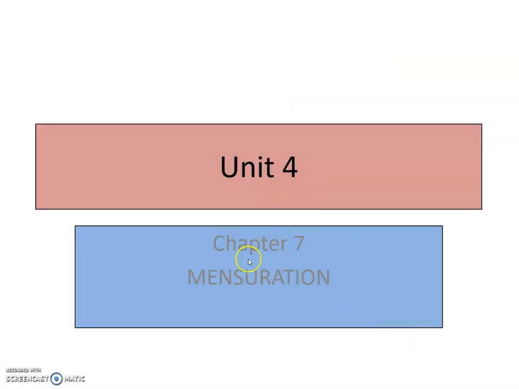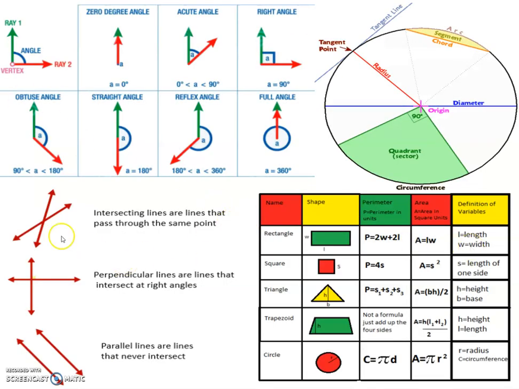Our unit is 4, chapter number 7, mensuration. Last lecture, we covered the acute angle, obtuse angle, straight line, circle, diameter, radius, intersecting lines, perpendicular lines and parallel lines. We have to revise the perimeter and area formulas again because we have to solve examples based on that.